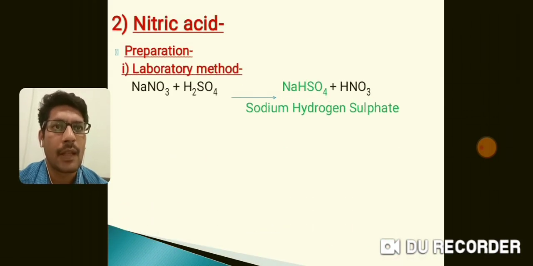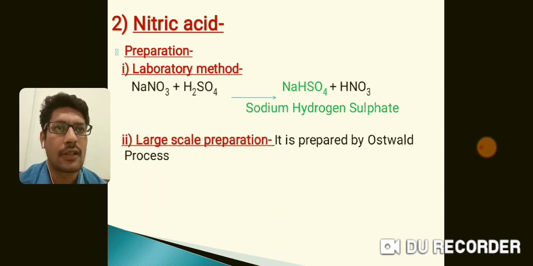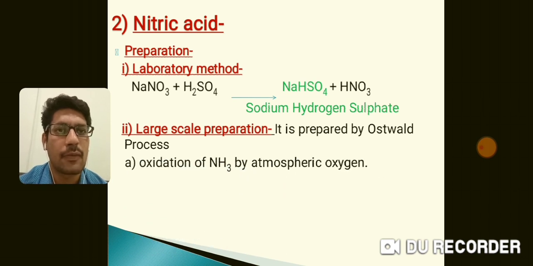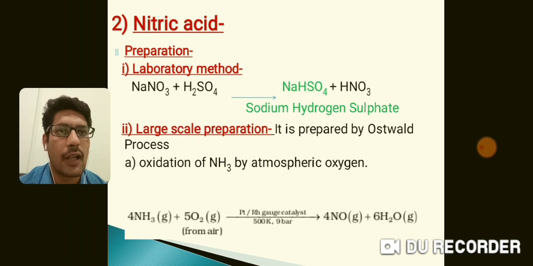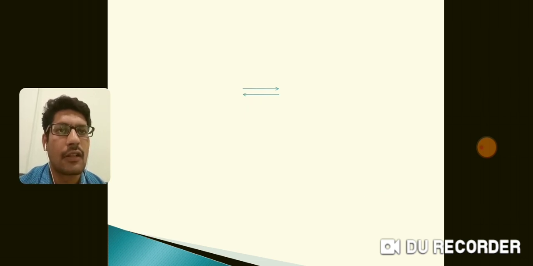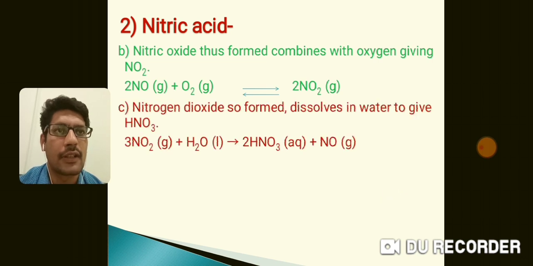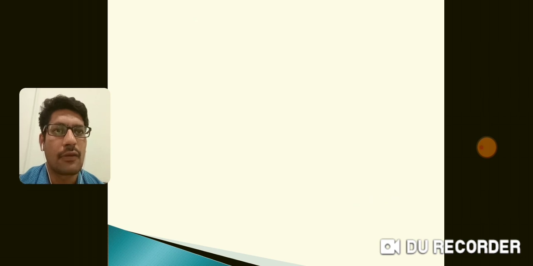Nitric acid preparation. Laboratory method: NaNO3 with H2SO4 gives sodium hydrogen sulfate and HNO3. On a large scale, it is prepared by Ostwald's process. Oxidation of ammonia, this is the first step: oxidation of ammonia to nitric oxide. Thus nitric oxide formed on oxidation gives NO2, which on hydrolysis gives HNO3.